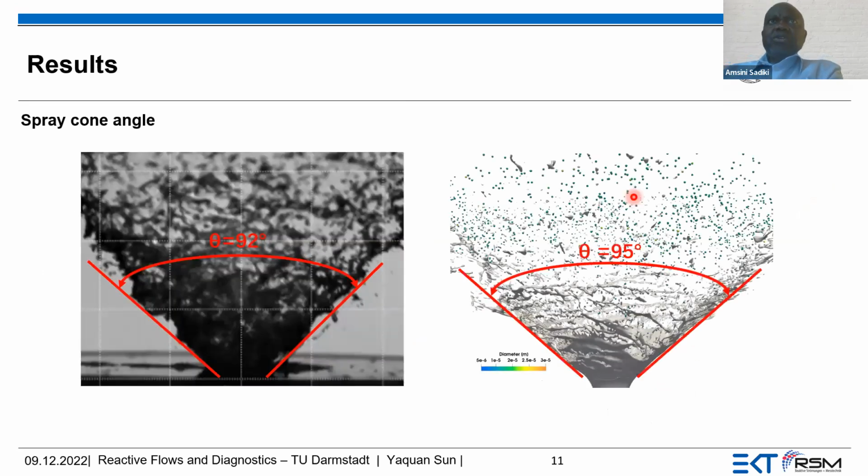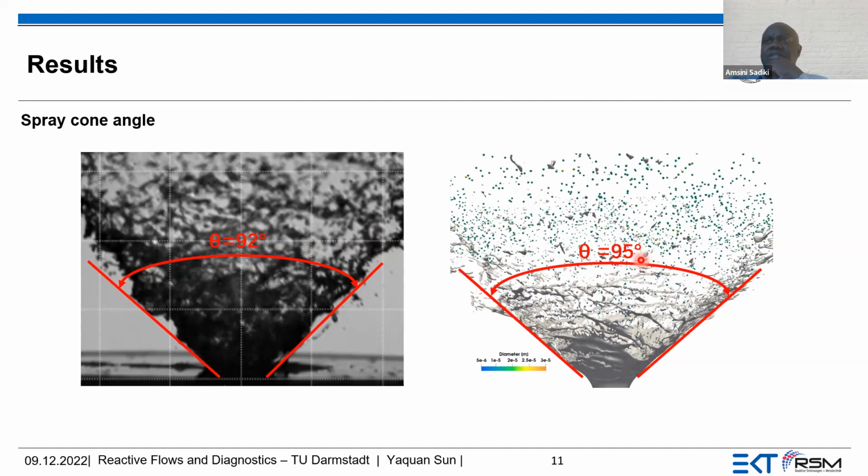So the results we obtain are here. First, the spray cone angle. It is almost from experiment. They provide us this angle of 92, and from our calculations, we have obtained 95. So there is not a big difference. So 3 degrees for such kind of configuration.